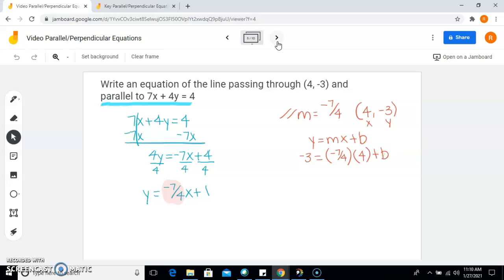When the numerator and whole number match, they just simplify into a 1. So I'm left with -3 equals -7 plus b. Then I'll be adding 7 to both sides, and 4 is equal to b. When I'm writing my final answer, I need my m and my b. So my equation will say y equals -7 over 4x plus 4.